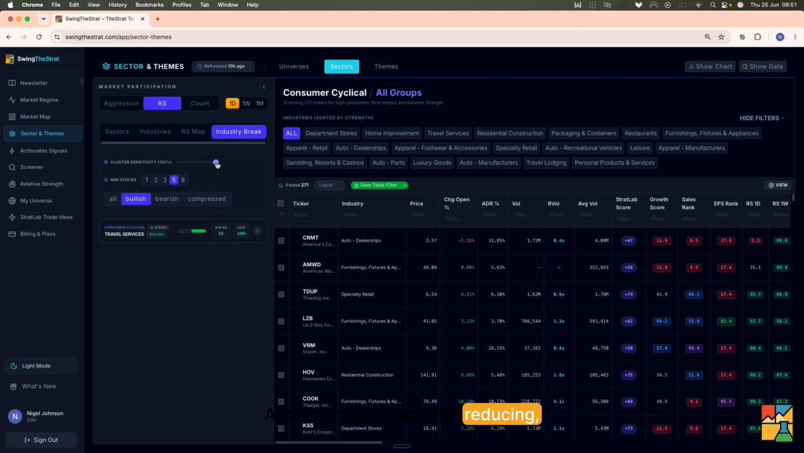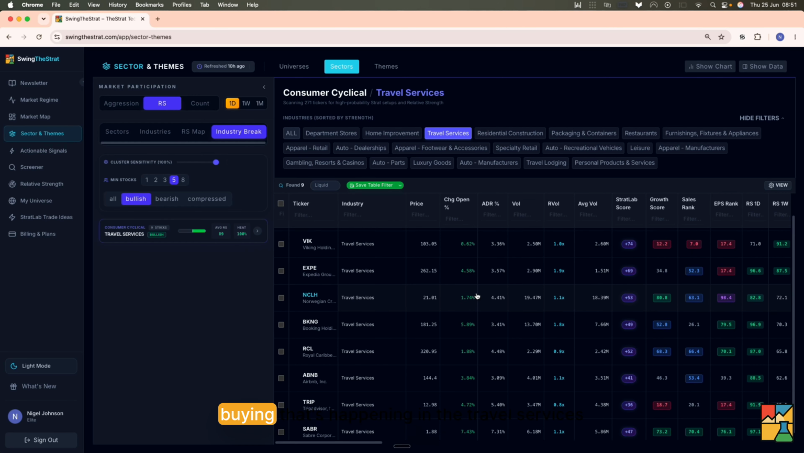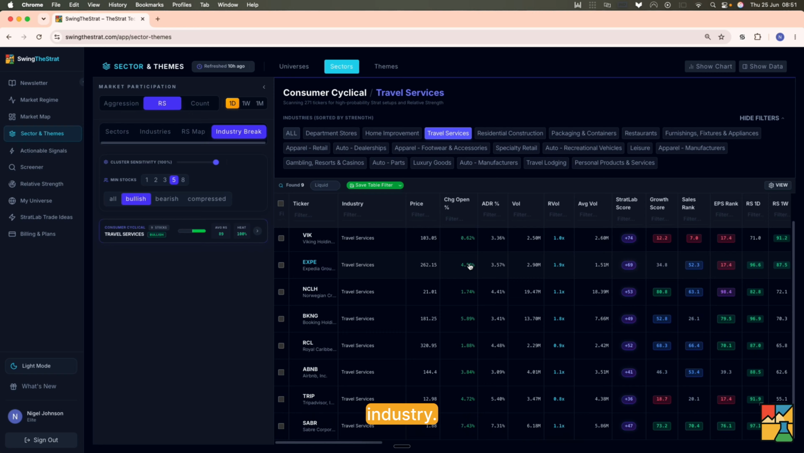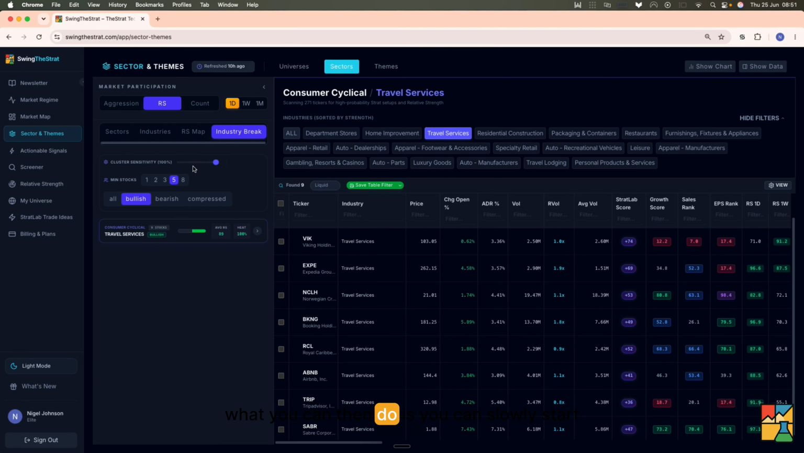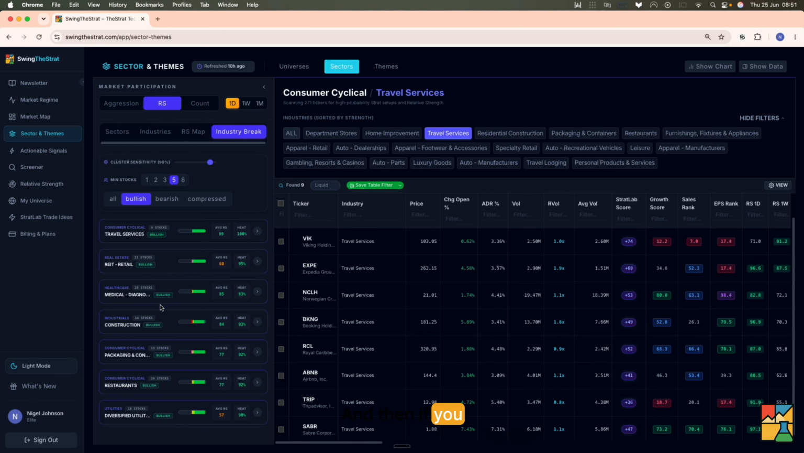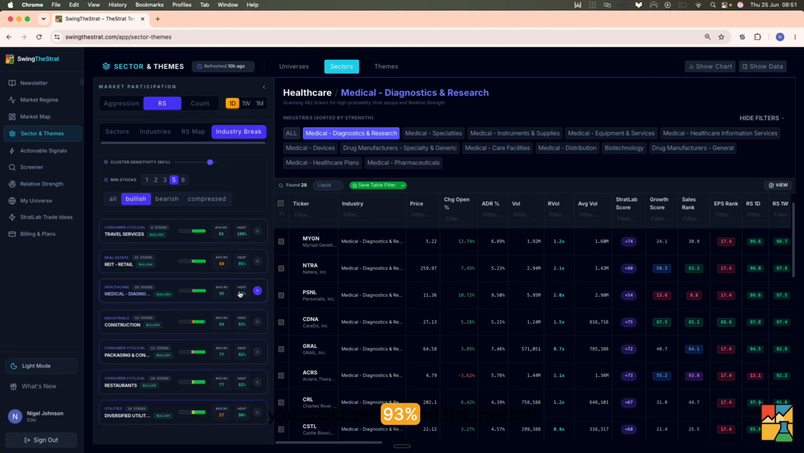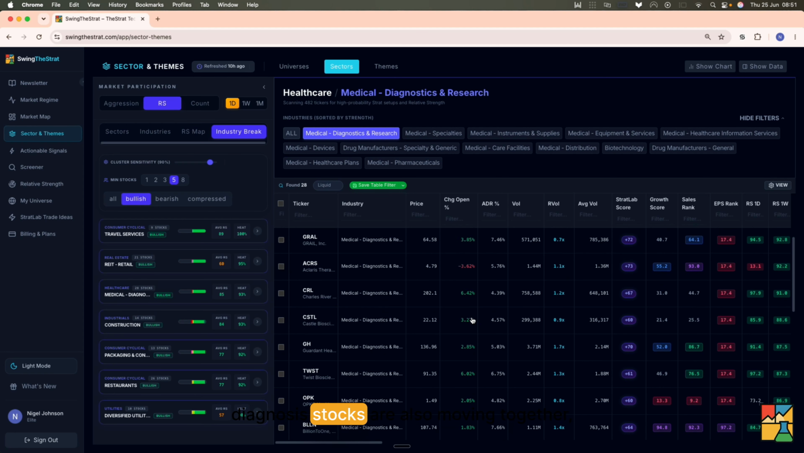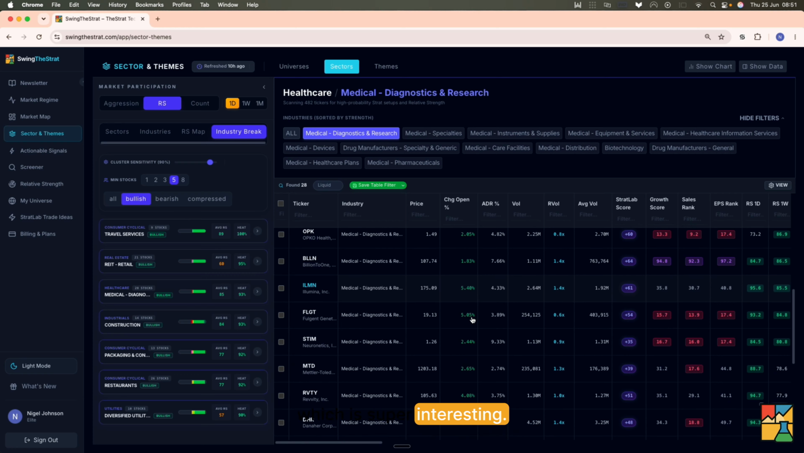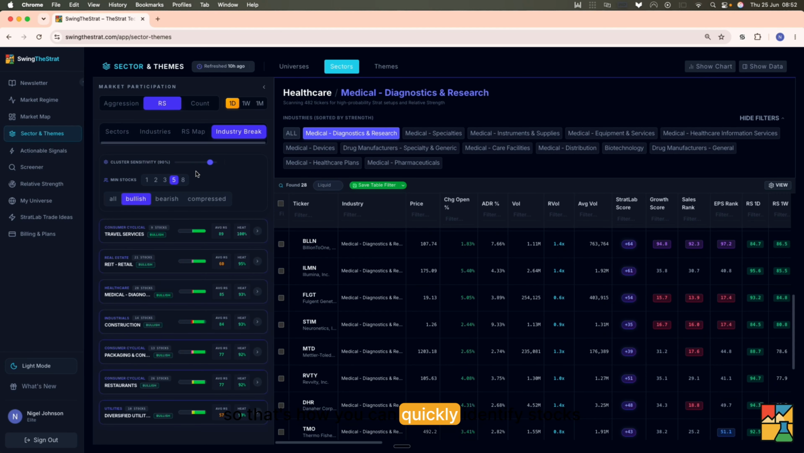You could start by increasing the cluster sensitivity to the max. So clearly there's a lot of buying that's happening in the travel services industry. So that's the first way. What you can then do is slowly start reducing the cluster sensitivity, so you can start seeing other tickers in the group. So you can see the retail REITs are also in. And then if you reduce it further, you can see 93% of the medical diagnosis stocks are also moving together, which is super interesting. So that's how you can quickly identify industries that are setting up together.